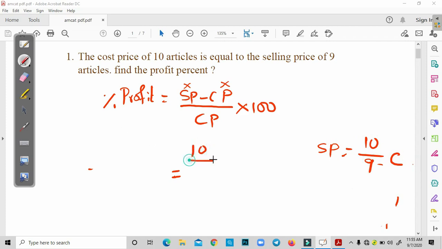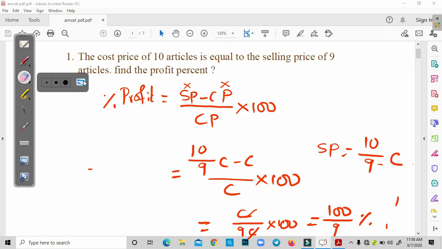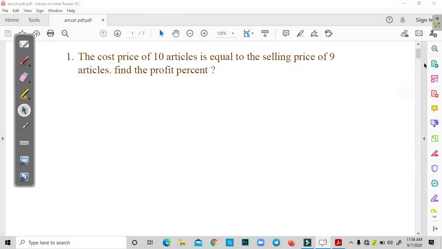Now I can write it like this: (10 by 9 of C minus C) by C into 100. So 10 by 9 C minus C, that will be C by 9, and dividing by C, the Cs get cancelled, so our answer will be 100 by 9 percentage. Now let's move on to the next one.